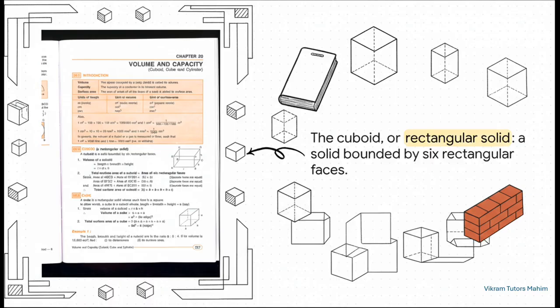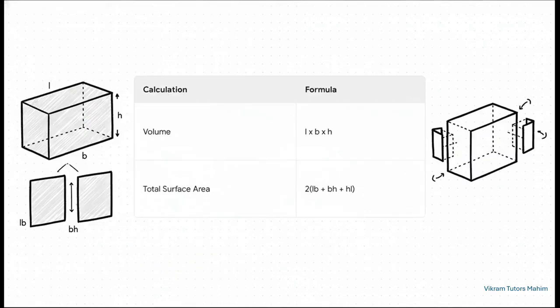It is probably one of the most common shapes you'll ever run into. Now the formulas are a little step up, but the logic is exactly the same. Volume is still just length times breadth times height. For surface area, we just have to remember that there are 3 pairs of identical faces. You've got the front and back, the top and bottom, and the 2 sides.